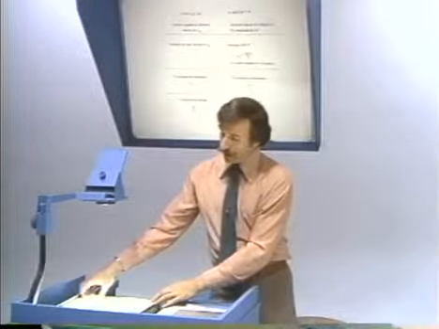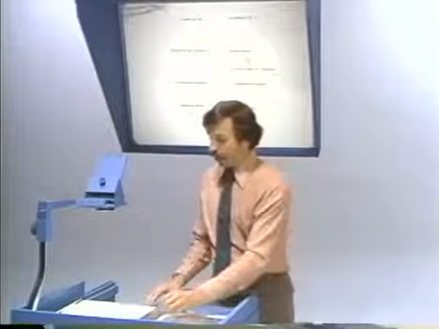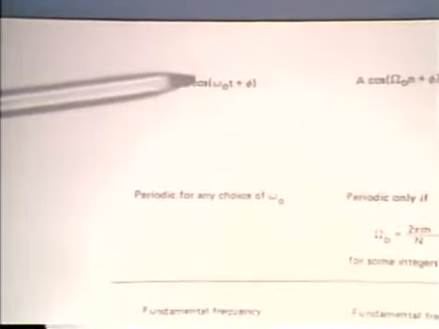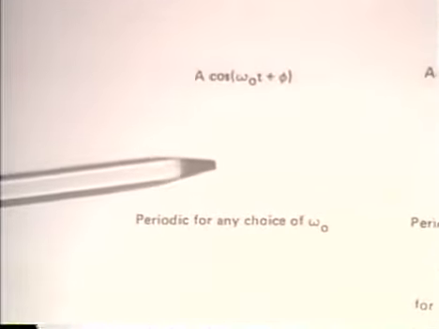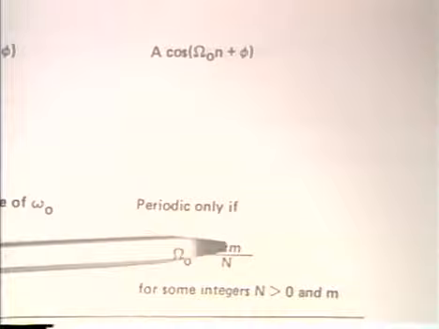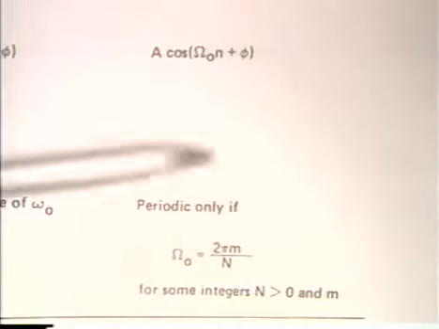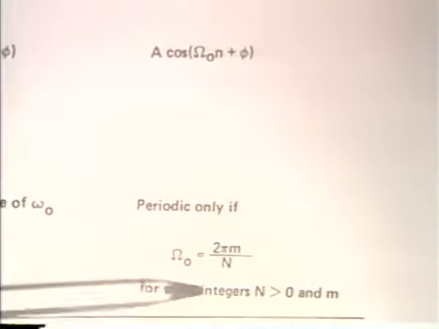We've also seen that the continuous time sinusoidal signal is always periodic, whereas the discrete time signal is not necessarily. In particular, for the continuous time case, if we have a general expression for the sinusoidal signal that I've indicated here, that's periodic for any choice of omega 0. Whereas in the discrete time case, it's periodic only if 2 pi over omega 0 can be multiplied by an integer to get another integer.